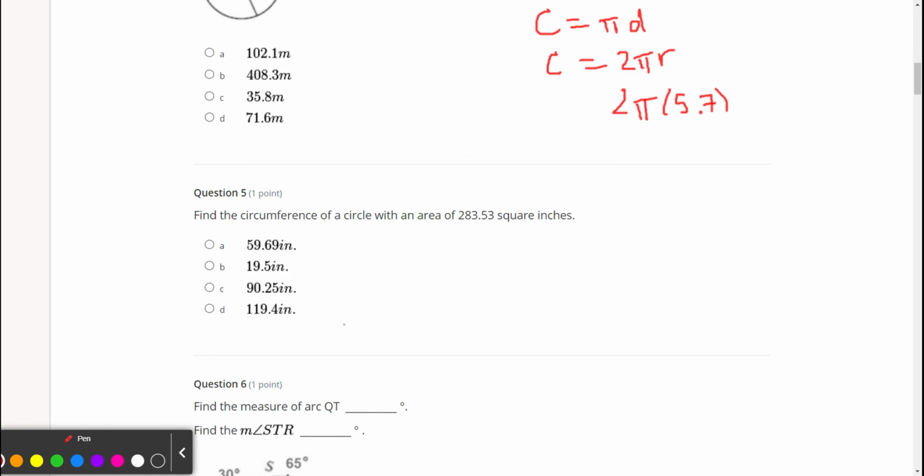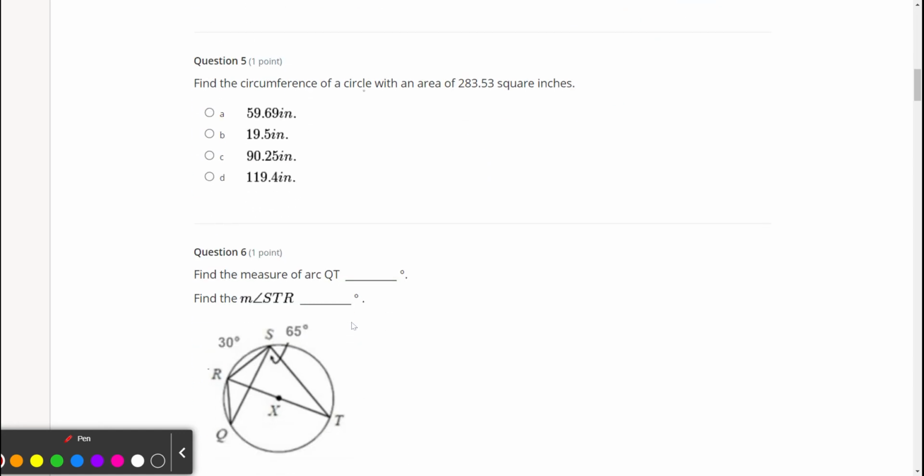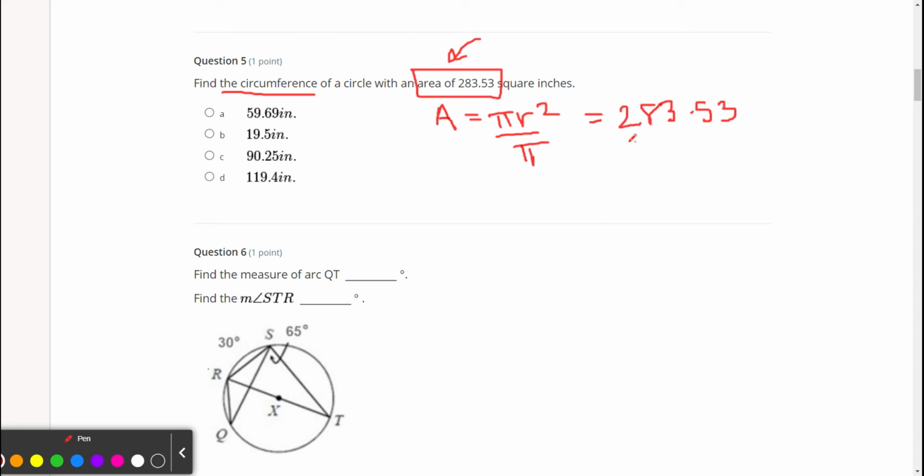Are you on number 5? So find the circumference of the circle with an area of this. So what is the area formula? So you set that equal and you solve. How would I solve that? Because I need to find R. Divide by pi. That's going to get rid of my pi's. So now R squared equals what?